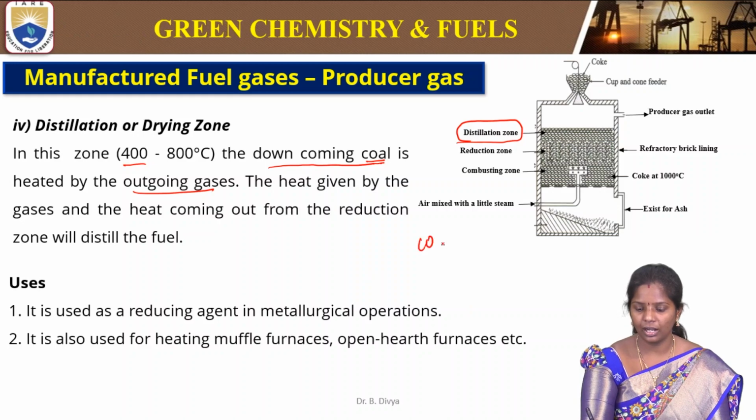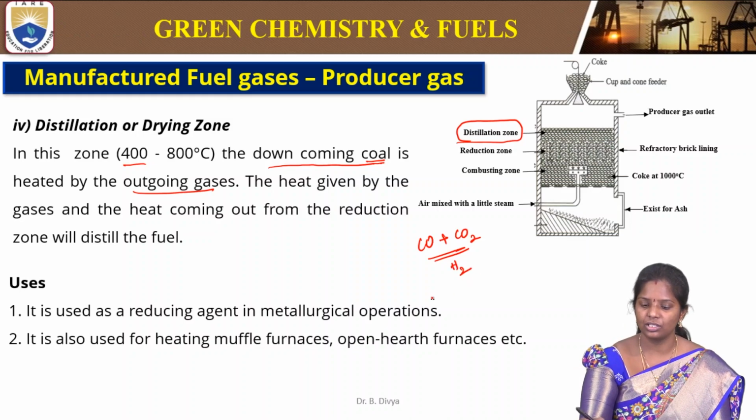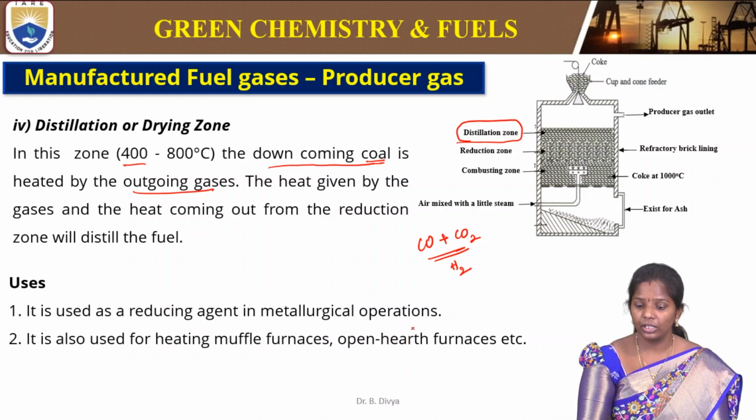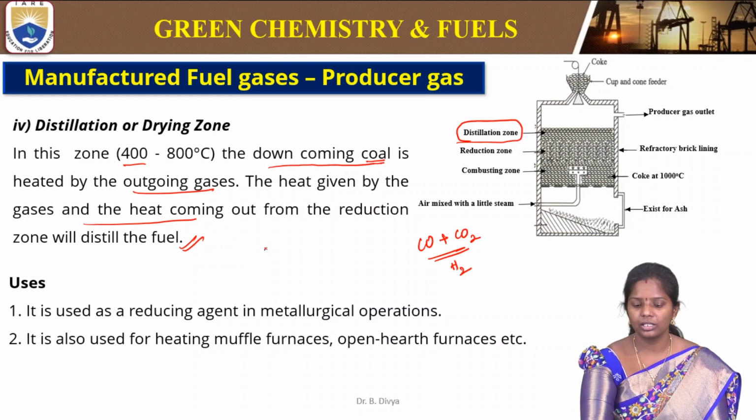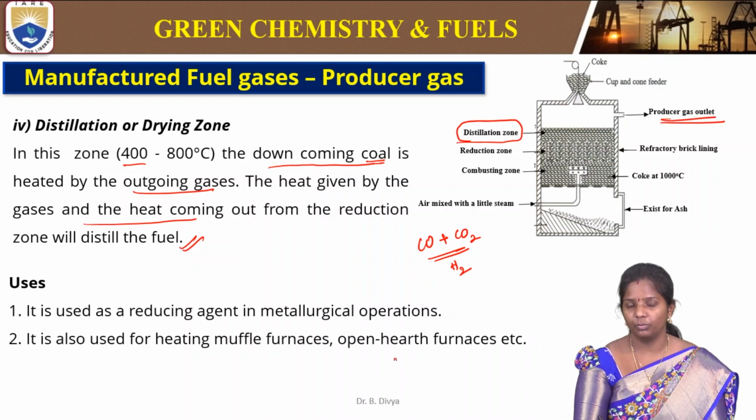What are the outgoing gases? Carbon monoxide and carbon dioxide. These are the gases that are produced during the reaction. These gases will react with this coke and it will get heated up. So the heat given by the gases and the heat coming out from the reduction zone will distill the fuel. Therefore, the heat coming out from the reactions is forming the producer gas, giving out the fuel, or the producer gas, from this entire system.